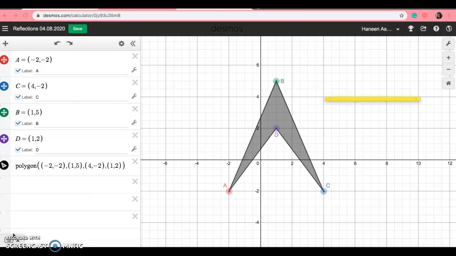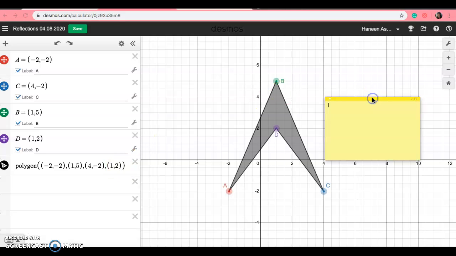We're going to practice one more question together, and this is going to be to reflect this image along a particular point of reflection. I went ahead and drew the polygon. It's polygon ABCD, and all the points are labeled. I put in all of the coordinates over here, and then to create it into a shape, I typed in polygon, open bracket twice, and typed in all the coordinates.